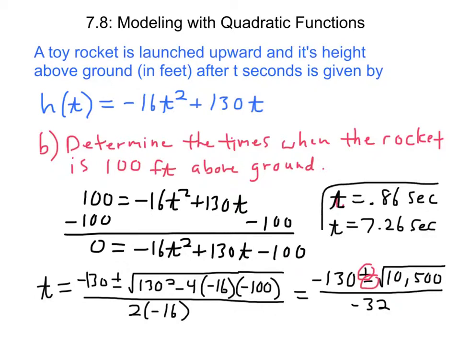There's two different times when it reaches 100 feet. What happens is that on the way up, it reaches 100 feet, and then it keeps going up to some maximum height, and then on the way back down, it reaches 100 feet again. So the reason we're getting two answers is because it reaches 100 feet on the way up, and then again on the way back down.